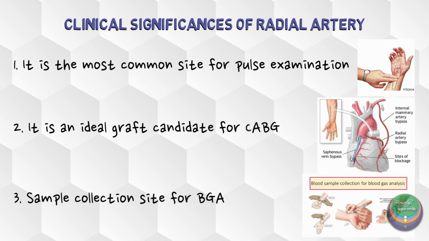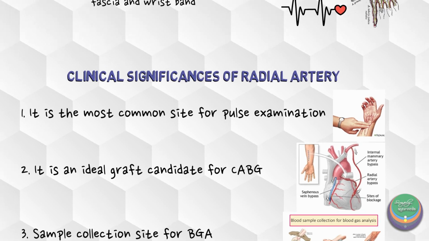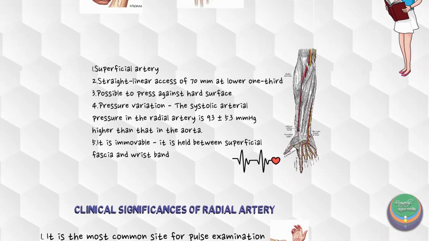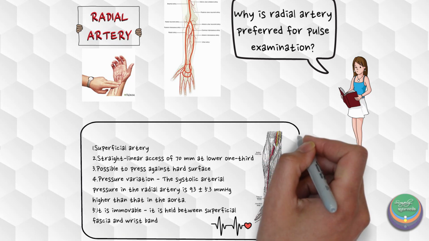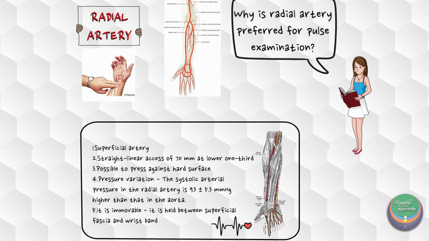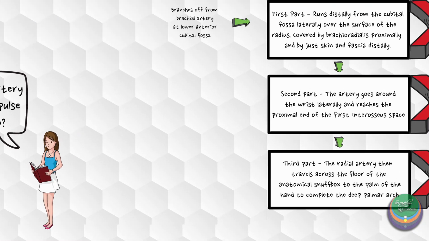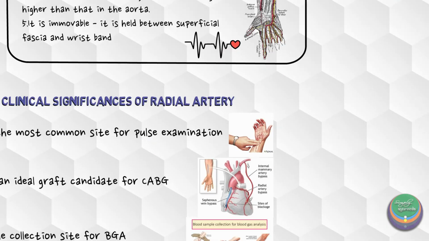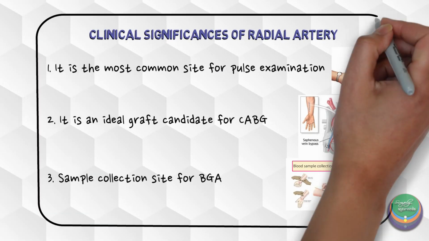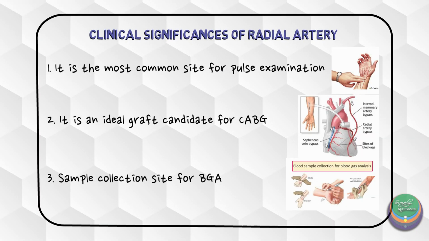Let us now review what we have learnt in this video. We tried to understand why globally the radial artery is considered the ideal site for pulse examination. We then looked into the anatomy of the radial artery. The radial artery originates from the brachial artery and runs from the cubital fossa to the palm and can be divided into three parts. We also looked into the branches of the radial artery. Finally, we looked into a few clinical significances of this artery.